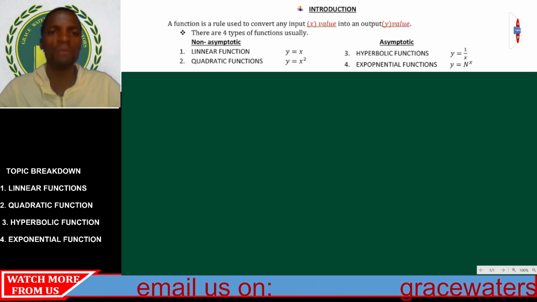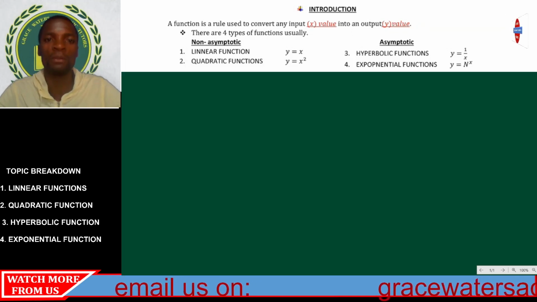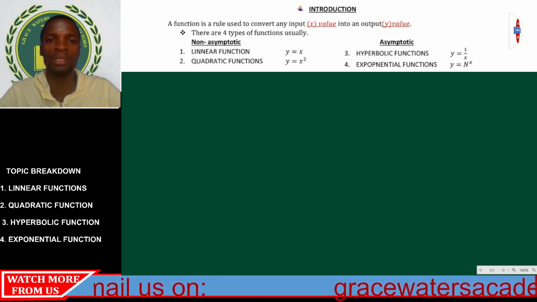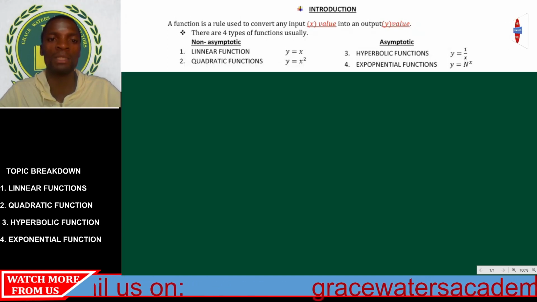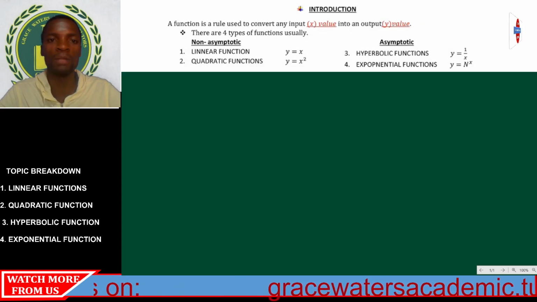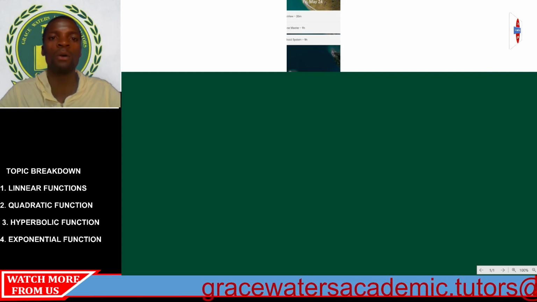Okay, so what you may say is, now we have got four functions and we know them, but how do we know that this is linear, this is quadratic, and this is hyperbolic, and so forth? That one is not much of a problem. Let me show you. They have what you call the nature of the function, and also they have the type of graph that has to do with the function.